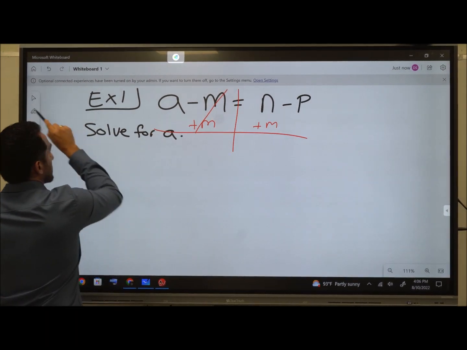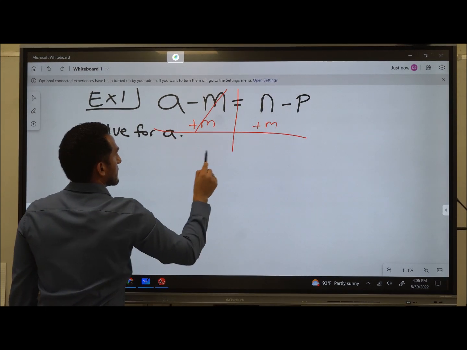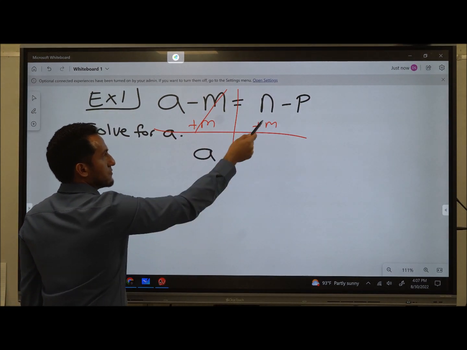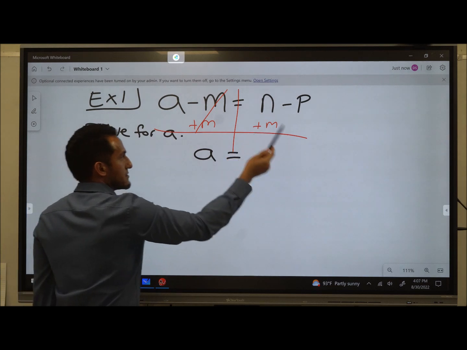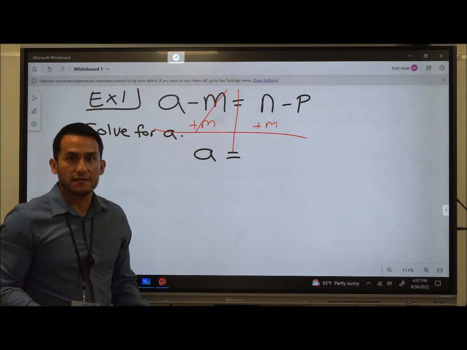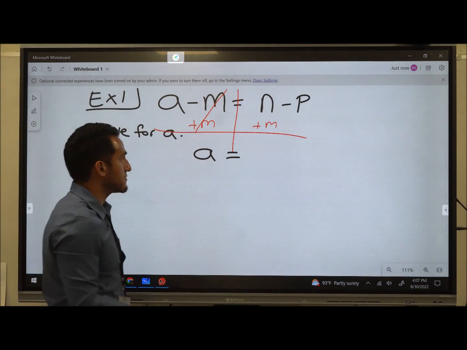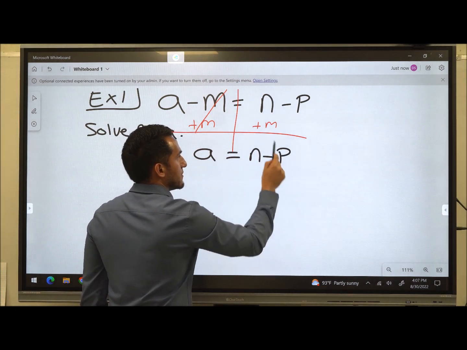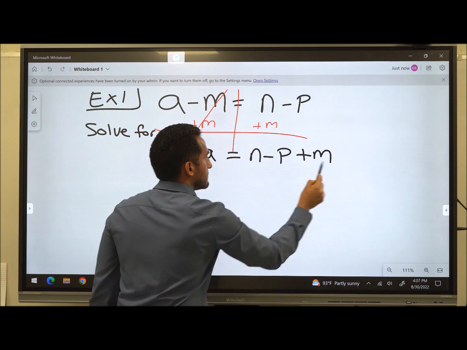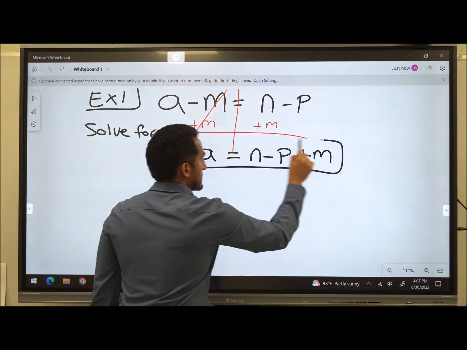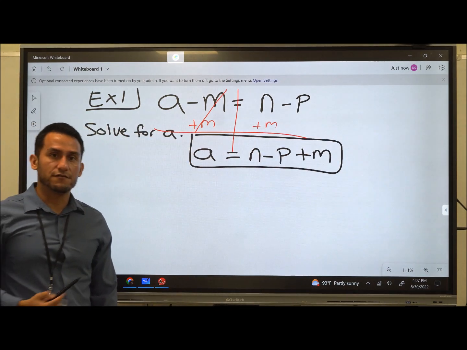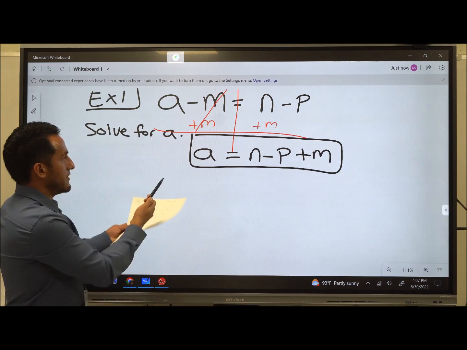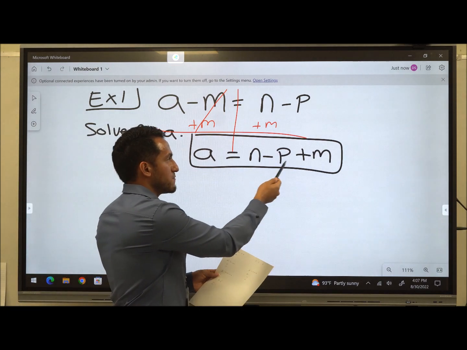What do we have left? Well, we have an A, and that's going to equal N minus P plus M. We don't know these values again, kind of like the box and the triangles and the stars, so we're just going to write it the way we see it: N minus P plus M. Now that the A is by itself, this is how you find the value. Whatever the A is, we know that it's N minus P plus M.